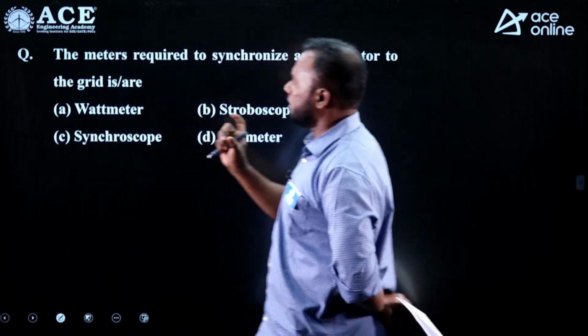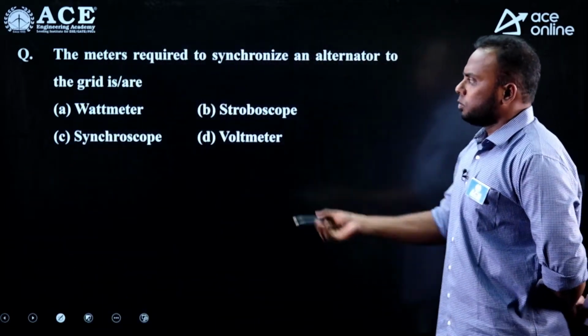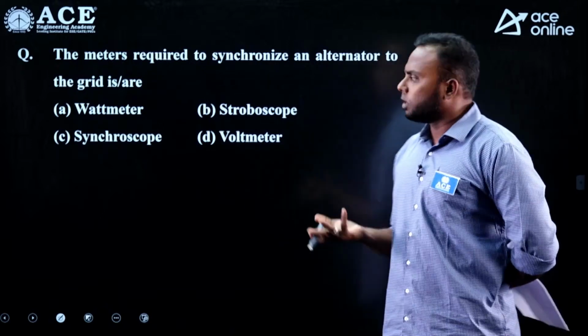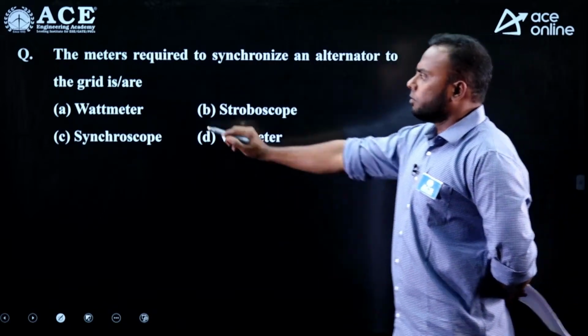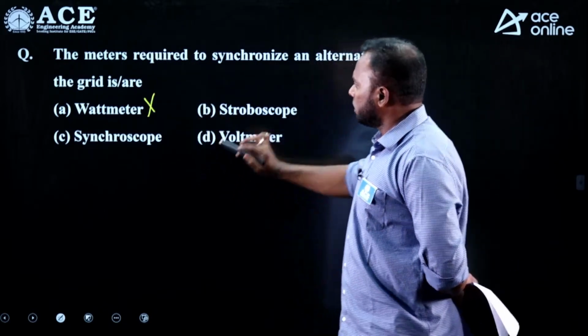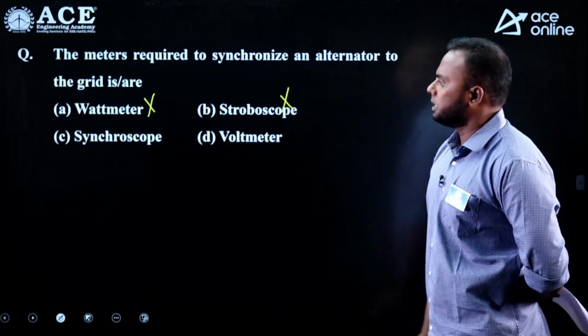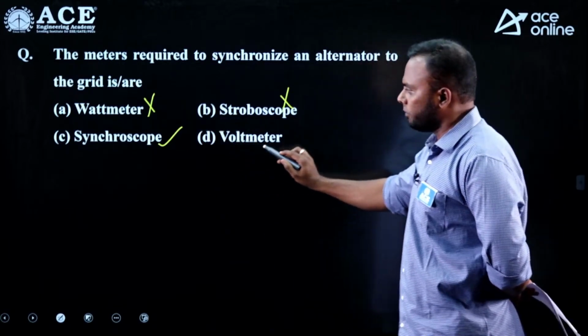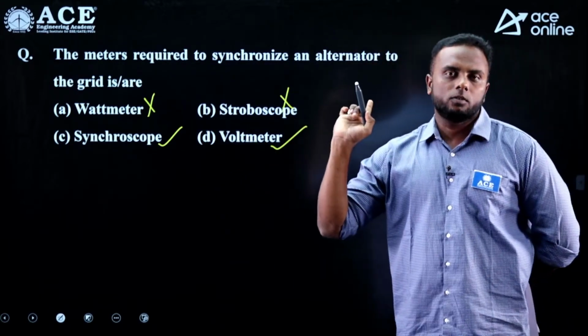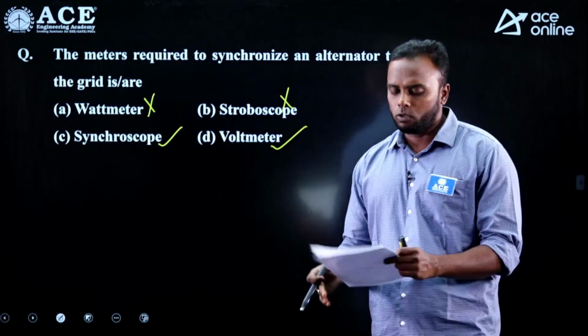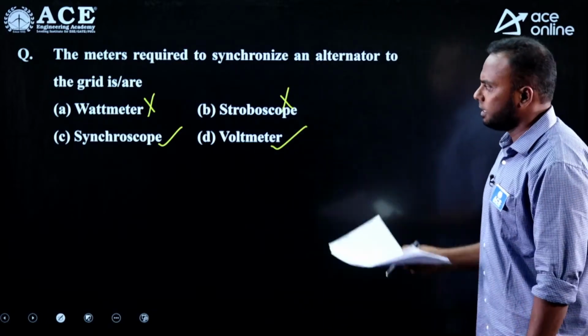But if you see the options here, it is an MSQ, so we have to choose more than one possibility. A wattmeter we don't use here, and a stroboscope we don't use. A synchroscope we use for frequency and phase sequence, and a voltmeter we also use to check the voltage of the two systems. So the answer is C, D here.